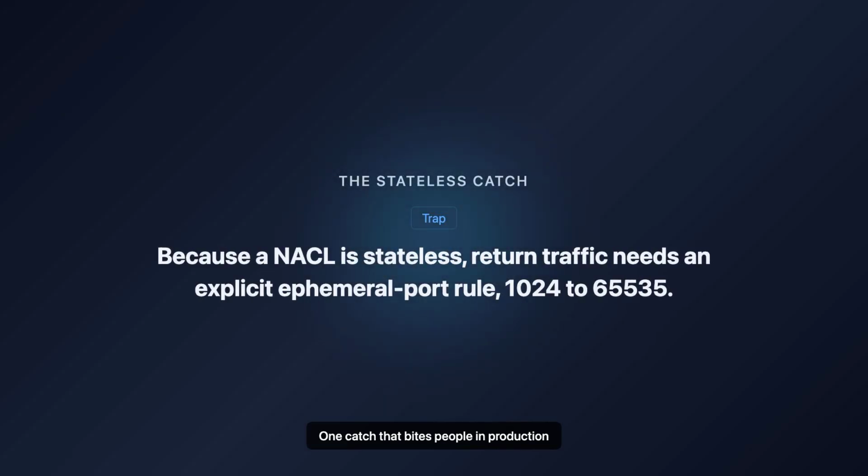One catch that bites people in production and on the exam. Because a network ACL is stateless, it has no memory of a flow. Return traffic needs its own explicit rule allowing the ephemeral port range 1024 through 65535. Forget that, and your replies vanish silently.